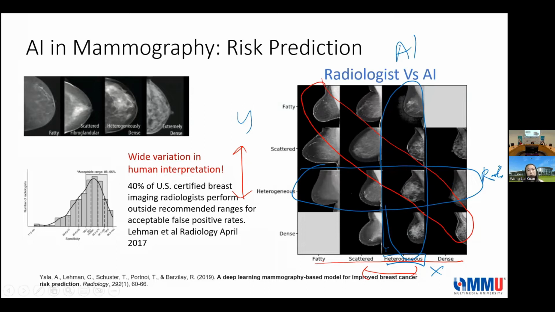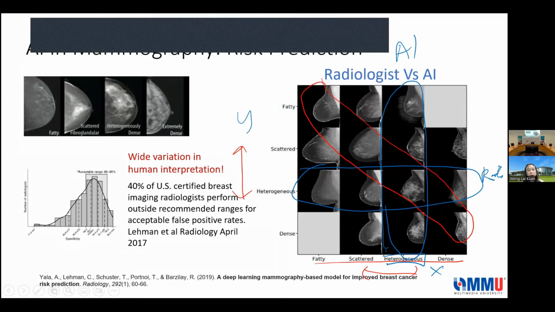And this is also a study where they found that there's a wide variation in human interpretation. They did a study, and this is a graph they plot, where they found that 40% of US certified breast imaging radiologists perform outside recommended ranges for acceptable false positive rates. This is a study from 2017. Don't get me wrong, radiologists out there, I'm not saying that you're not doing a good job, but for certain very tedious tasks, the AI could help.